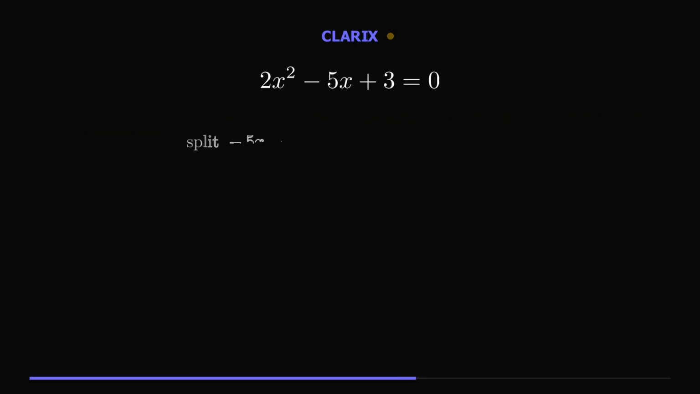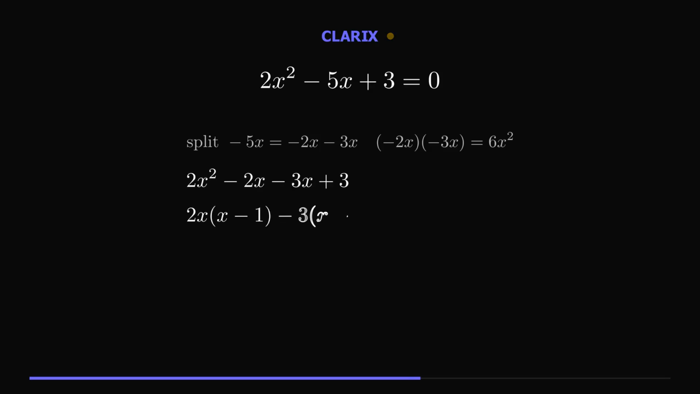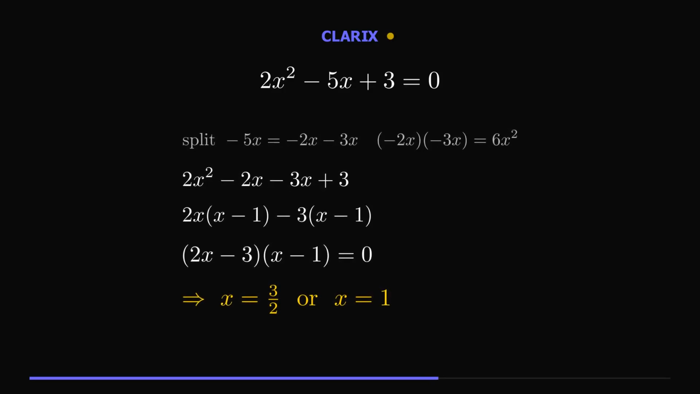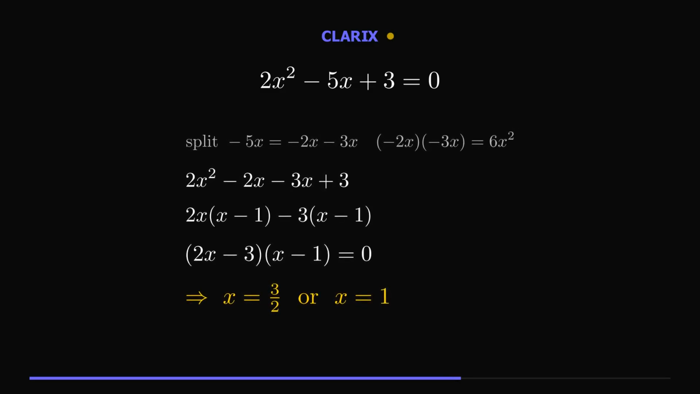Let's do it on 2x squared minus 5x plus 3 equals 0. We split the middle term minus 5x into 2 pieces that multiply to a times c, that's 2 times 3, which is 6, and add to minus 5. Those pieces are minus 2x and minus 3x. So 2x squared minus 5x plus 3 becomes 2x squared minus 2x minus 3x plus 3. Group them, 2x times x minus 1, minus 3 times x minus 1, which factors to 2x minus 3 times x minus 1. Now set each factor to 0.